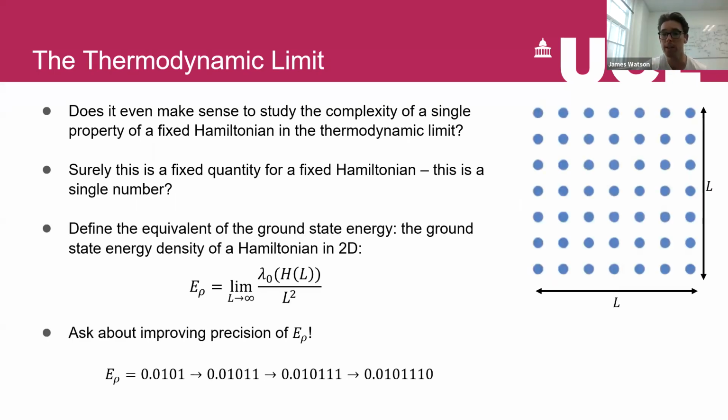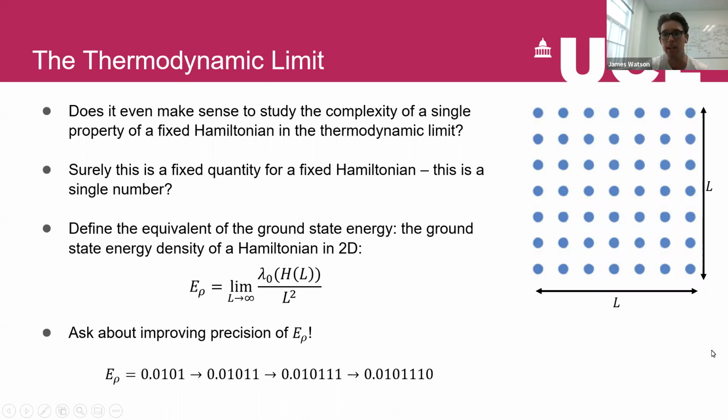And the quantity that I'm going to argue we can study in this way is called the ground state energy density. So the ground state energy density is defined for a two-dimensional Hamiltonian lattice as just the ground state energy of your lattice divided by the number of particles in your lattice. So it's the energy per particle, or the minimum energy per particle in your lattice. And what we're going to do is study the problem of increasing the precision to which you know the ground state energy density. So how hard is it to increase our precision from 4 bits of precision to 5 bits of precision to 6 bits of precision, etc.